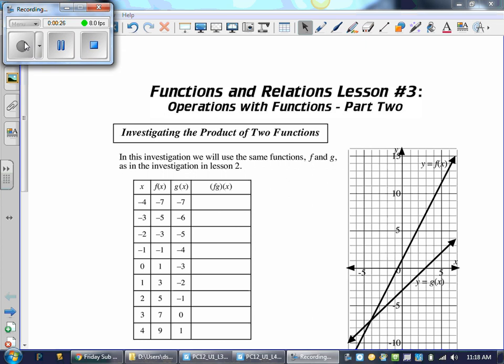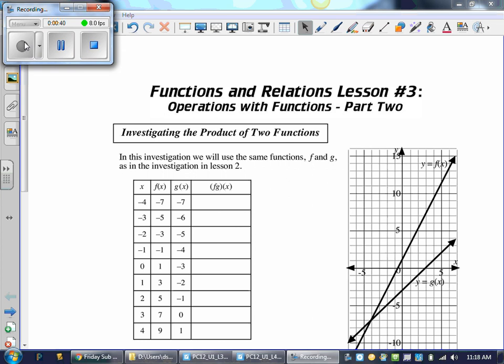So as per yesterday, when you have the two functions, you have a value for x, and when x is -4, then we have two different y values, two different outputs, one for f of x and one for g of x. And when we multiply those together, we can literally just take the values of f of x and g of x when x is -4, for example, and multiply them together.